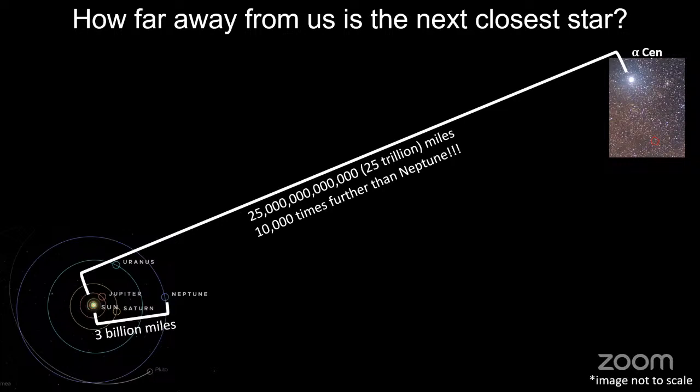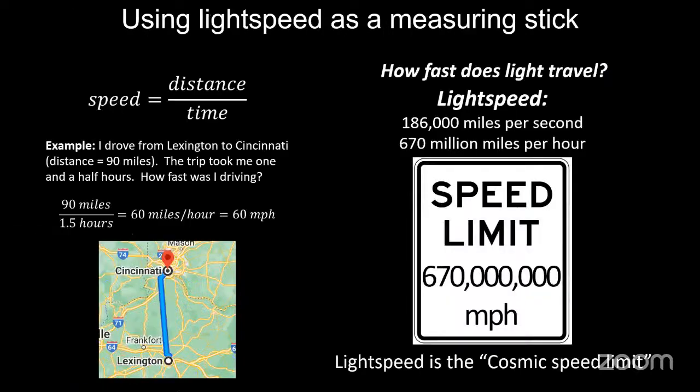You can also see that measuring distances in miles is kind of tough because the numbers become really, really big. This is to the closest star, but we live in a galaxy of billions of stars, right? And so the vast majority of them are much, much further away even than this. So how do we measure distances when we talk about the vast distances across our universe? Well, we can use light as a measuring stick, and in particular, the speed that light travels as a measuring stick.